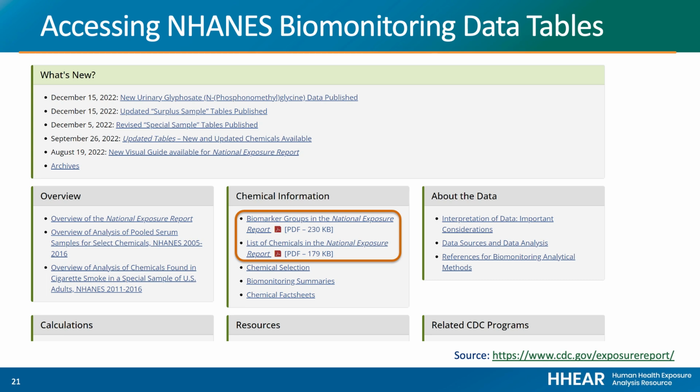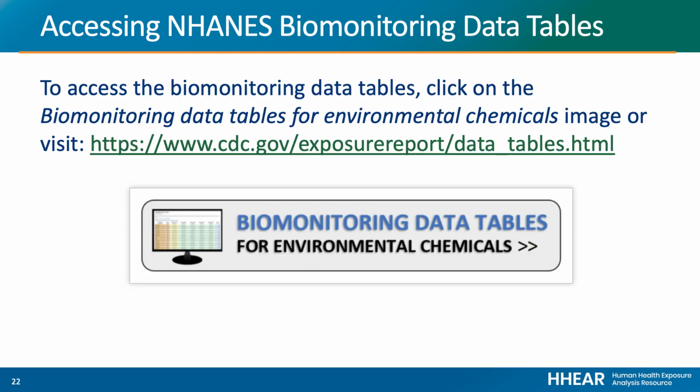the orange box. To access the biomonitoring data tables, click on the Biomonitoring Data Tables for Environmental Chemicals image located at the top of the National Report on Human Exposure to Environmental Chemicals page, or visit the direct link to the data tables webpage. Note that previously this report was made available as a PDF. Now the data tables can be viewed by searching the Dynamic Data Tables.